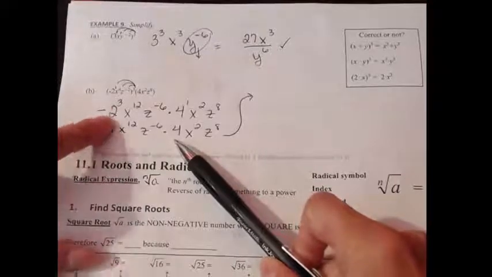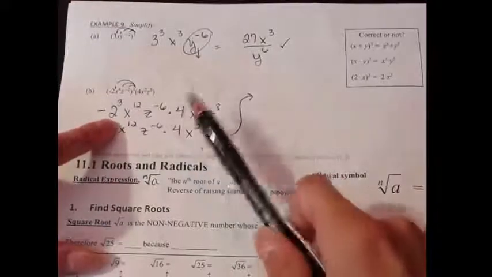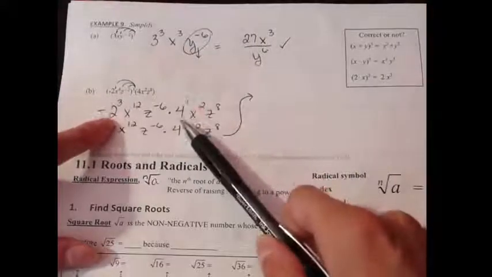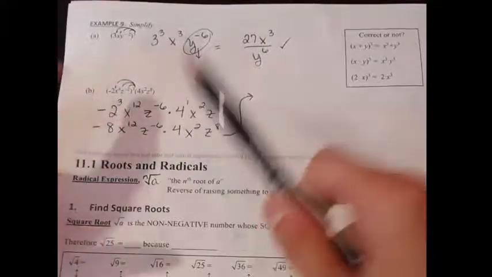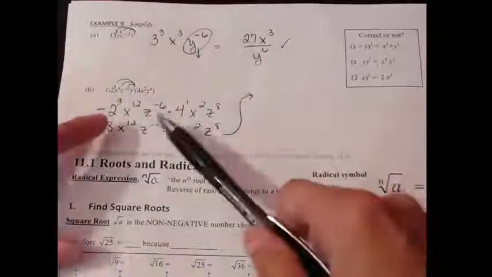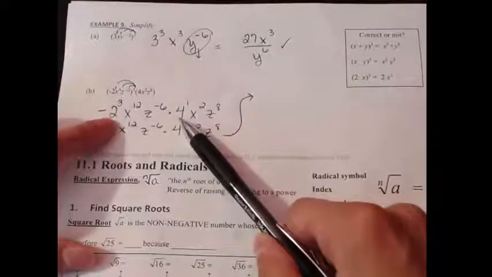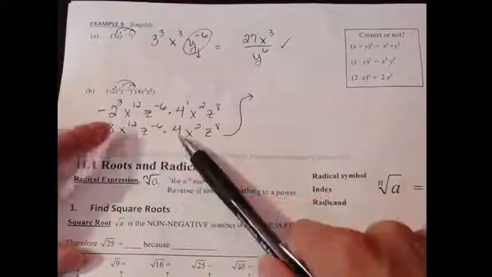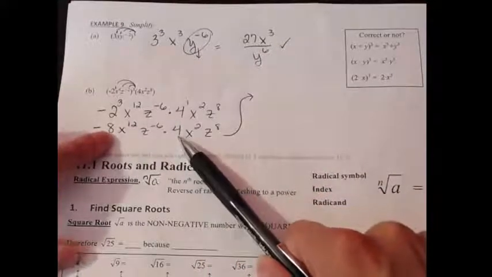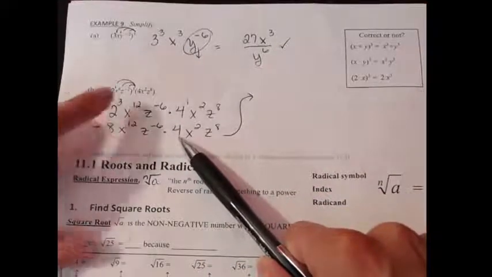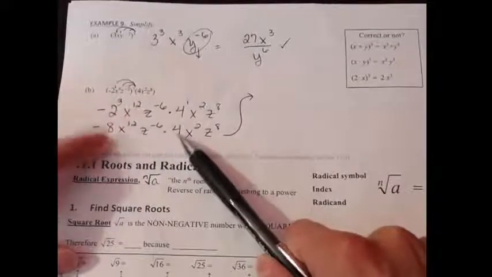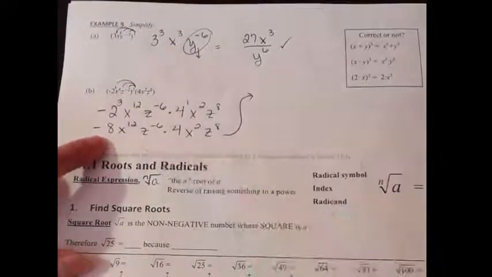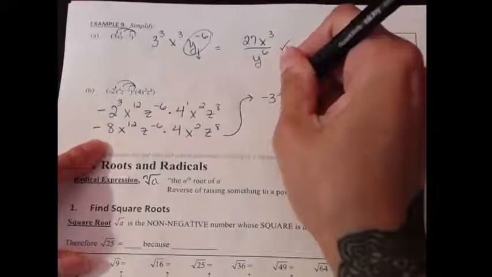If I did not evaluate the 2 to the third, I cannot say 2 times 4 is 8 and then 3 plus 1 is 4. That's absolute insanity. That makes absolutely no sense. So we're going to evaluate first, apply the exponents before we multiply, right? Think PEMDAS, order of operations. Apply the exponent before we multiply. So negative 8 times 4 is negative 32.